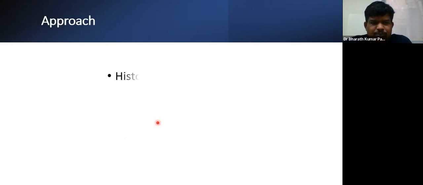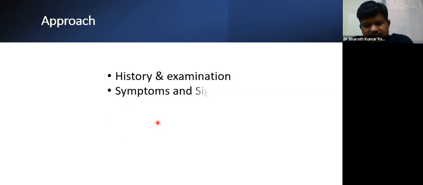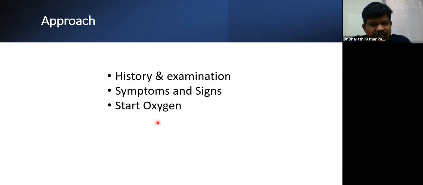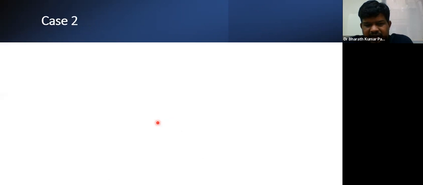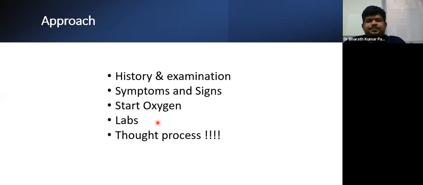So we approach this patient by recording the history and clinical examination, symptoms that the patient tells and the signs we elicit, like tachypnea, tachycardia. So as we know that the patient is hypoxemic, we start with oxygen and then draw in some labs like arterial blood gas, with which our thought process should begin.